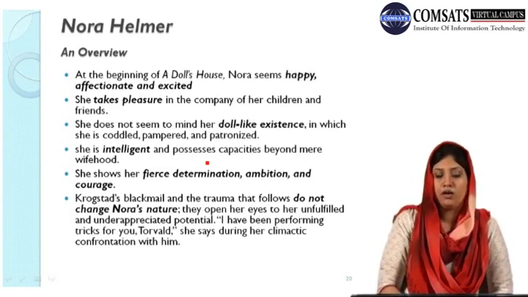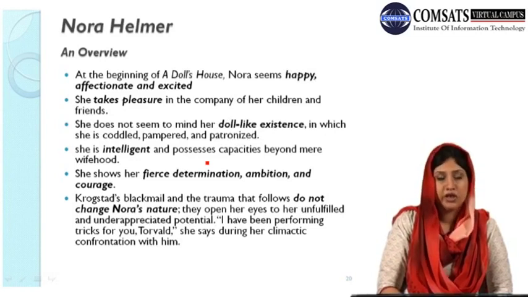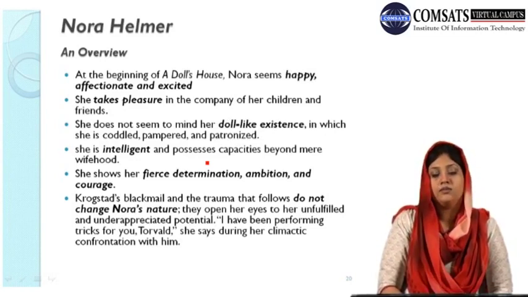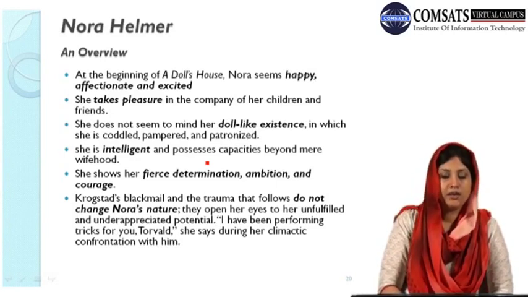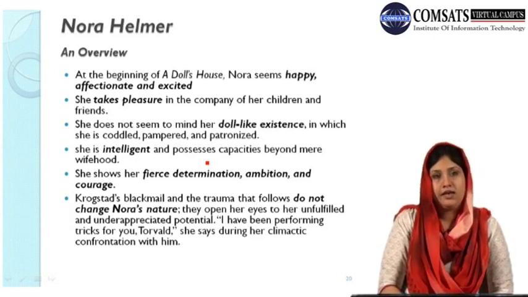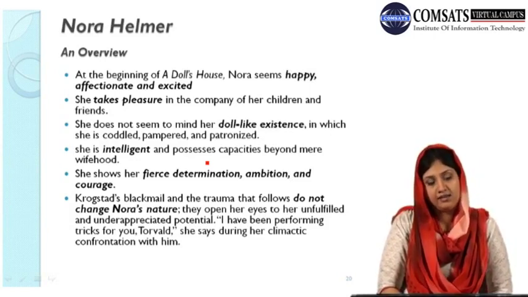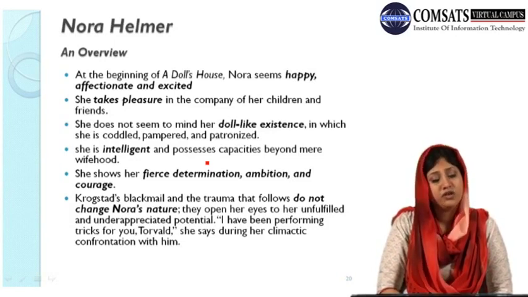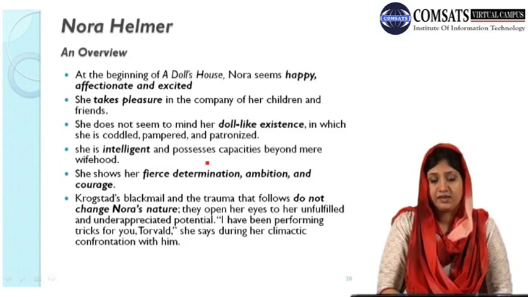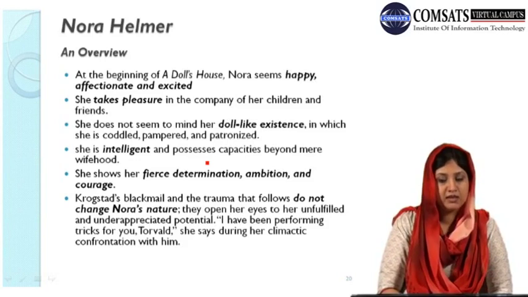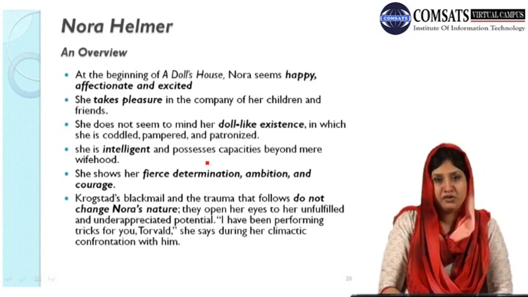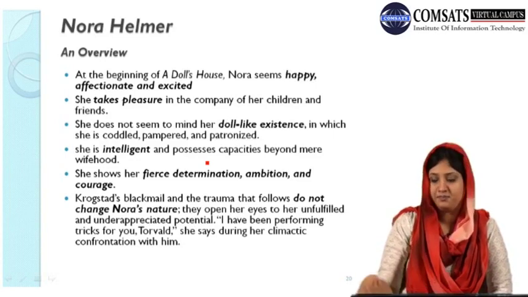Krogstad's blackmail and the trauma that follows do not change Nora's nature. They open her eyes to her unfulfilled and underappreciated potential. She says, "I have been performing tricks for you, Torvald," during her climactic confrontation with him. This shows that she has been very well aware of her role and her presentation in her life and in Torvald's life as well. She is not an unaware being.